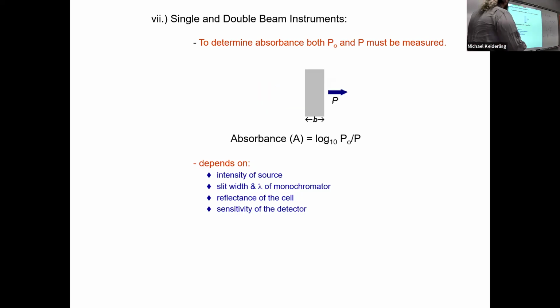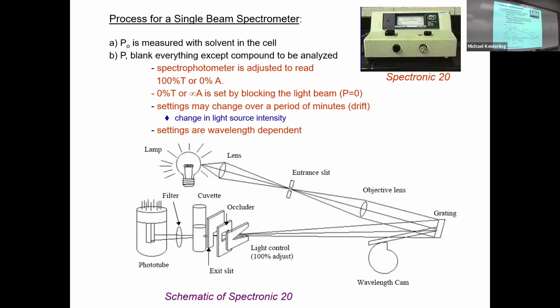So this depends on the intensity of the source, the slit width, and the wavelength of the monochromator, the reflectance of the cell, and the sensitivity of the detector. So generally the process is you observe an empty cell in a single beam instrument. You measure P0 with, say, the solvent in the cell or an empty cell, if you're measuring a liquid. And then you blank everything except the compound to be analyzed.